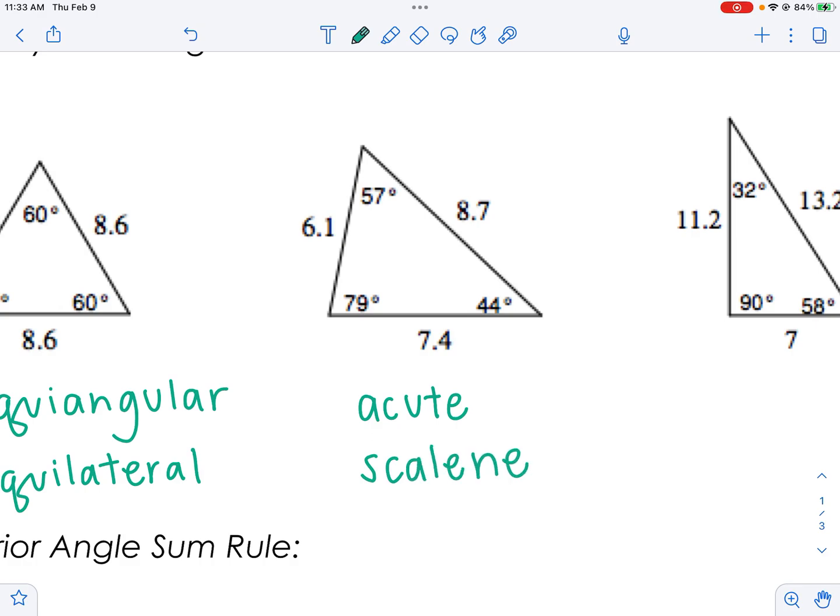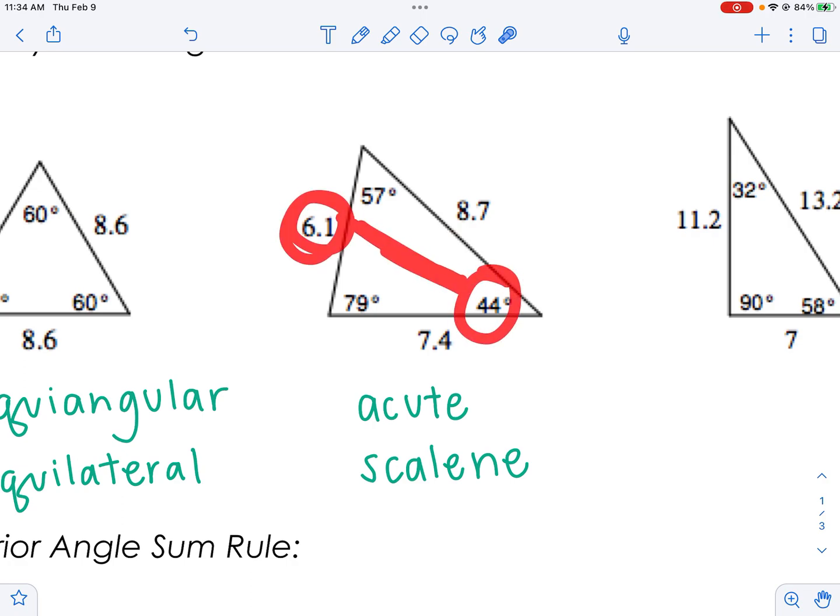Now, this is a great picture that shows us this thing called hinge theorem. And you can write that down if you want to. So this shows us hinge theorem. Hinge theorem says that the smallest side is across from the smallest angle. So if you have 44 and 57 and 79, that would make your smallest angle 44. Well, what was our smallest side? 6.1. And notice that they're opposites.